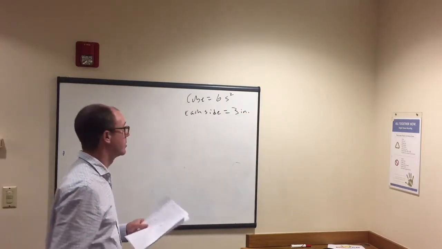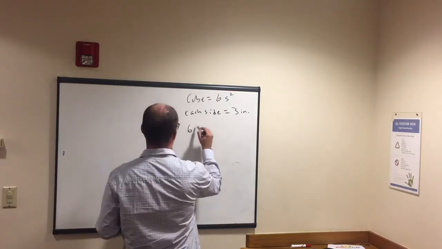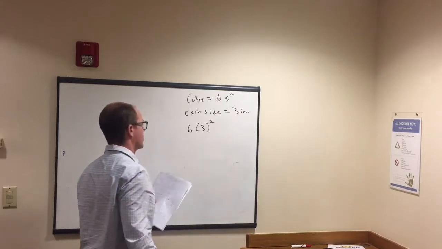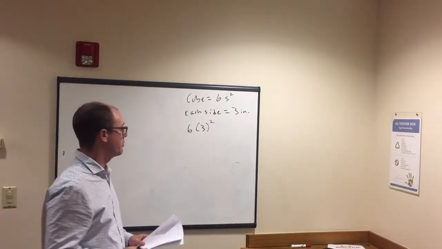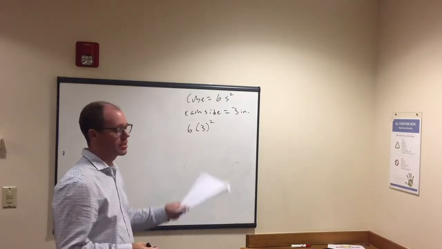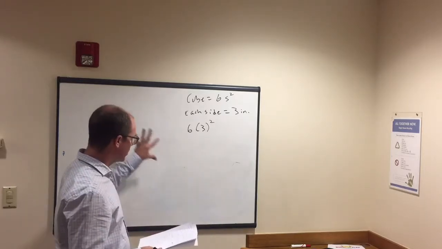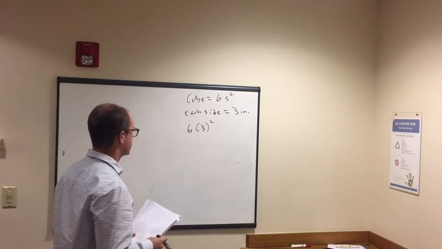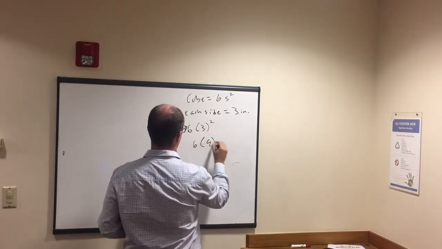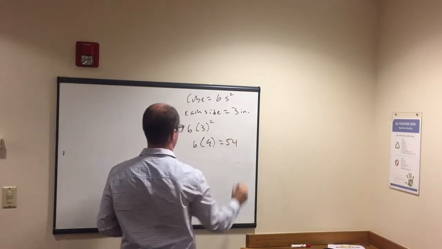Okay, so what are we going to do now? Right, just plugging this in. We have a 6 times a 3 squared. Need to make sure we remember a little bit of PEMDAS here, right? PEMDAS means parentheses first, exponent second, multiplies later. All right, so that means we do 3 squared first. That's 9 times 6, it's 54.